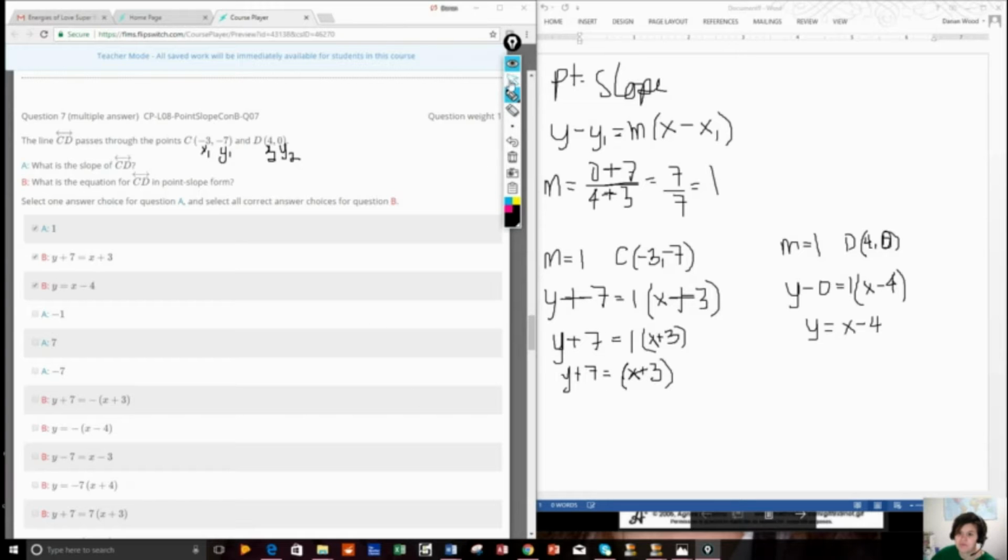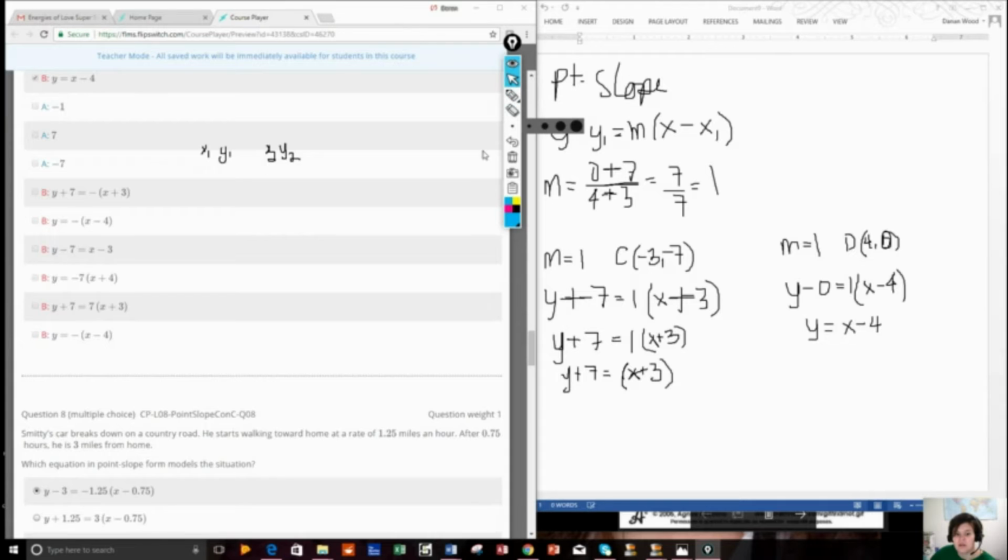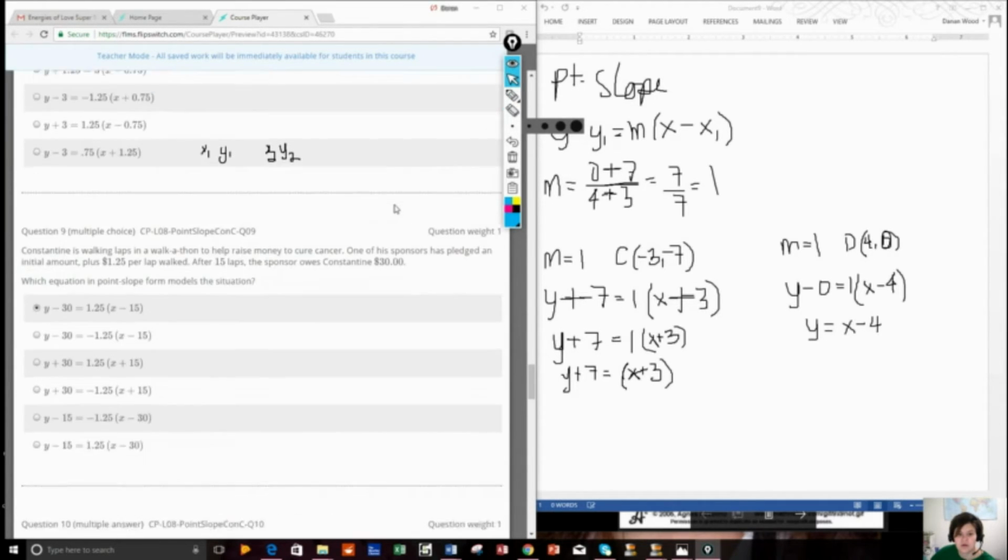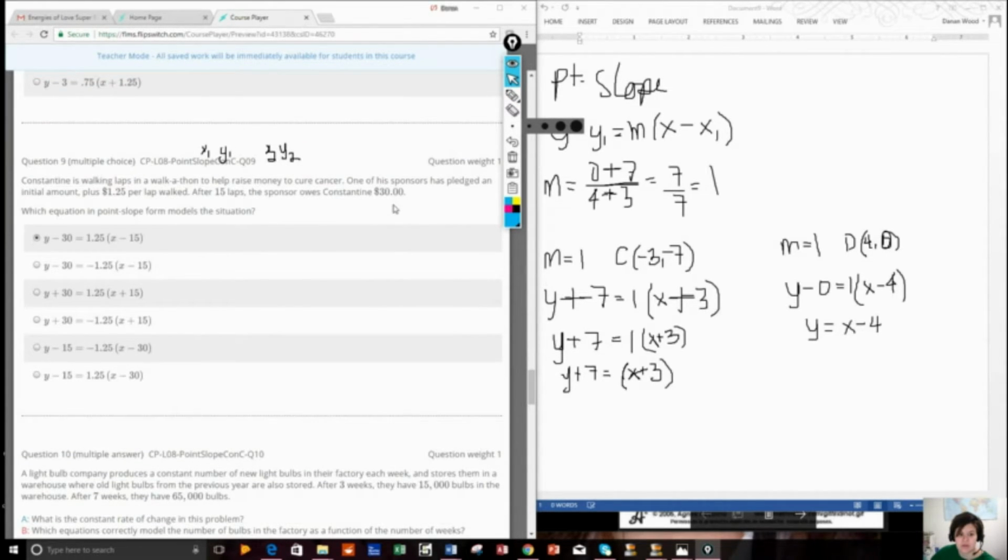Okay, so now let's look at these two equations. We have y plus 7 is equal to x plus 3. There's our equation number 1. And then we have y equals x minus 4. There's equation number 2. Okay, we're going to do a model.